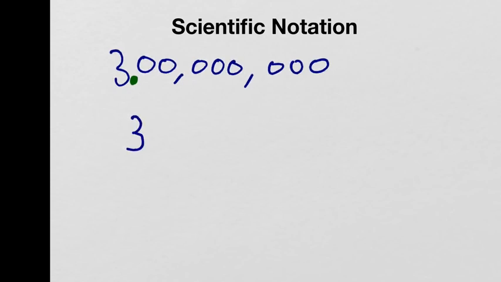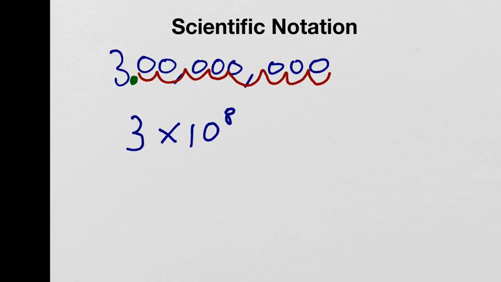That ended up giving a value of 3. But we did move it over to the left 8 places, so we need to make sure that it can expand out to be the same. Well, we write that as times 10 to the 8th, because there were 8 jumps. 1, 2, 3, 4, 5, 6, 7, 8. So 3 times 10 to the 8 is the same as 300 million people.